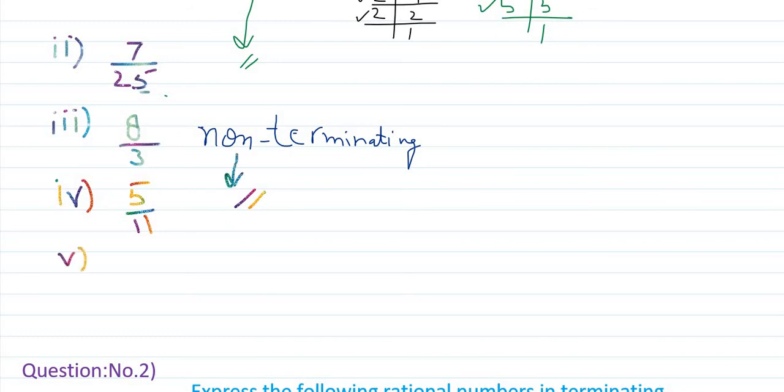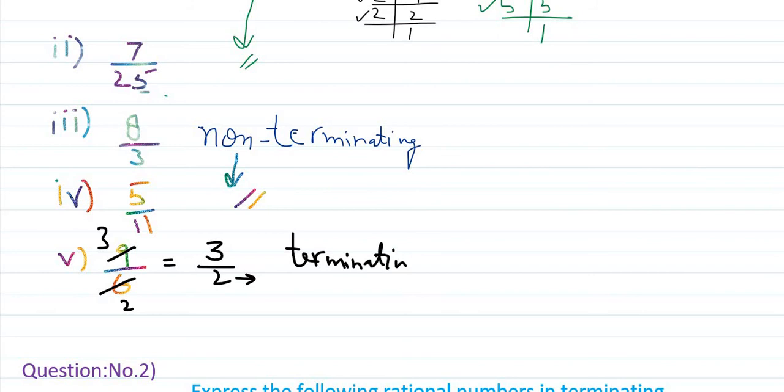Now we are solving part number 5, that is 9 and 6. First of all, you can see we can cancel 6 and 9 by the table of 3. So we write it in lowest form: 3 twos are 6, 3 threes are 9. The answer will be 3/2. In the denominator there is 2, so it is a terminating decimal.